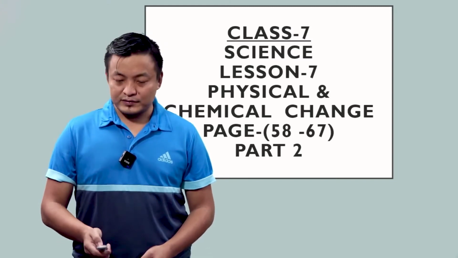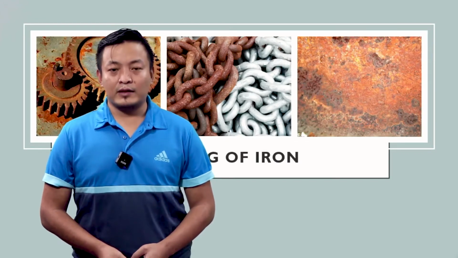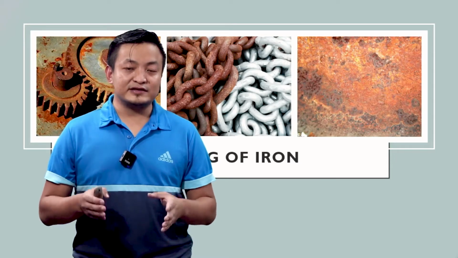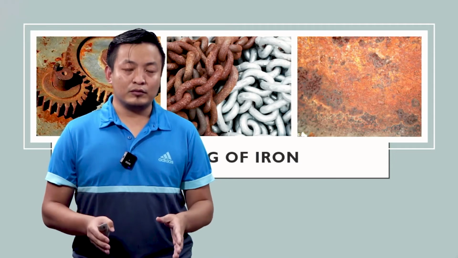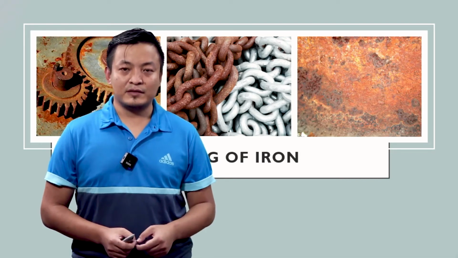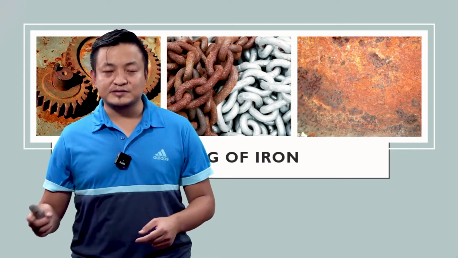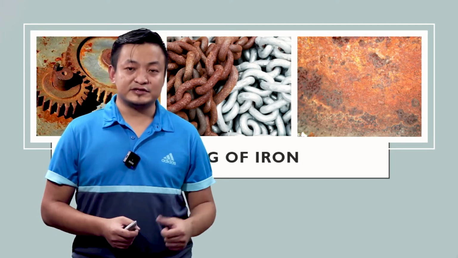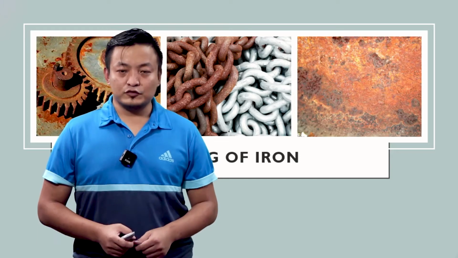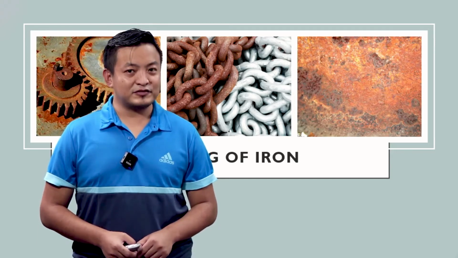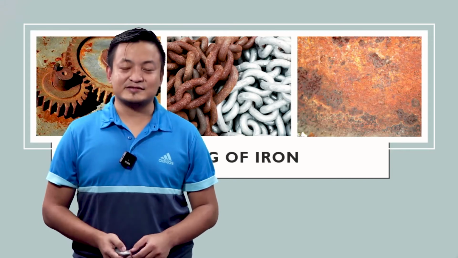One example that I gave you was the rusting of iron, which we will see in detail. But now, you know that rusting of iron is a chemical change because a new substance is formed and we do not get back the original substance. So we will see the first activity for a chemical change. Are you all ready? Okay, let's get started.